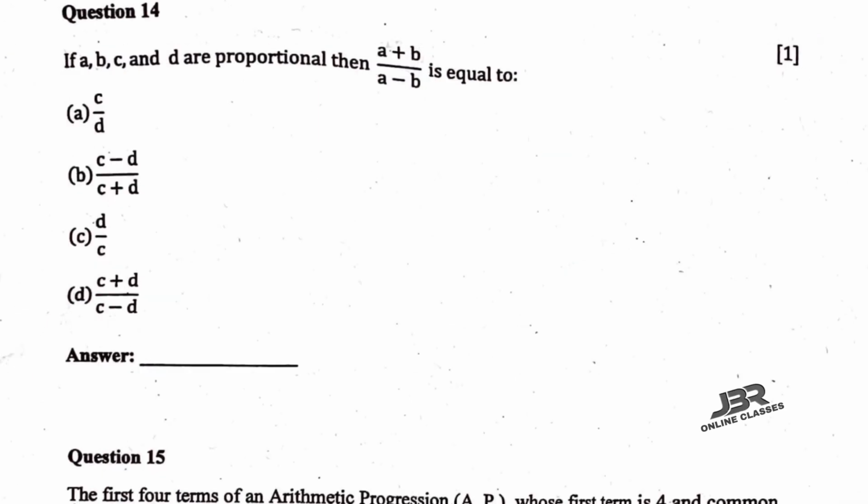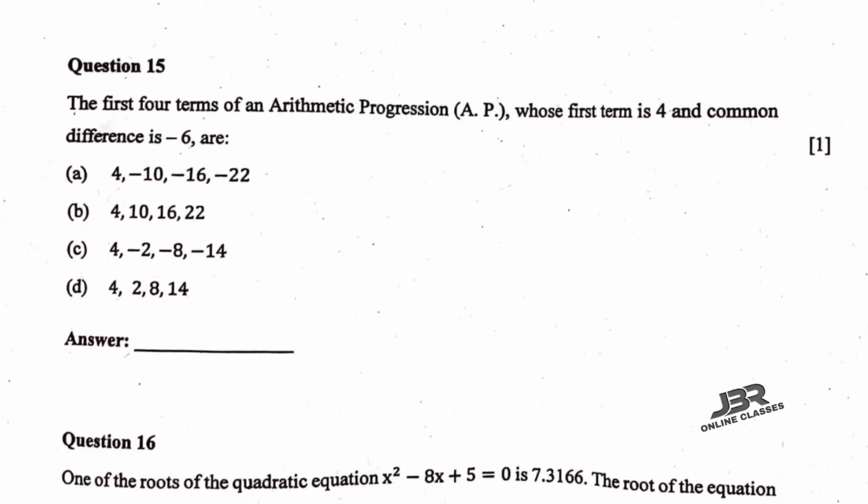Next, number 14, if A, B, C, D are in proportion, then A plus B divided by A minus B is equal to? Are in proportion means you can write A by B is equal to C by D. So by componendo dividendo, that will be C plus D by C minus D. Option D will be your answer.